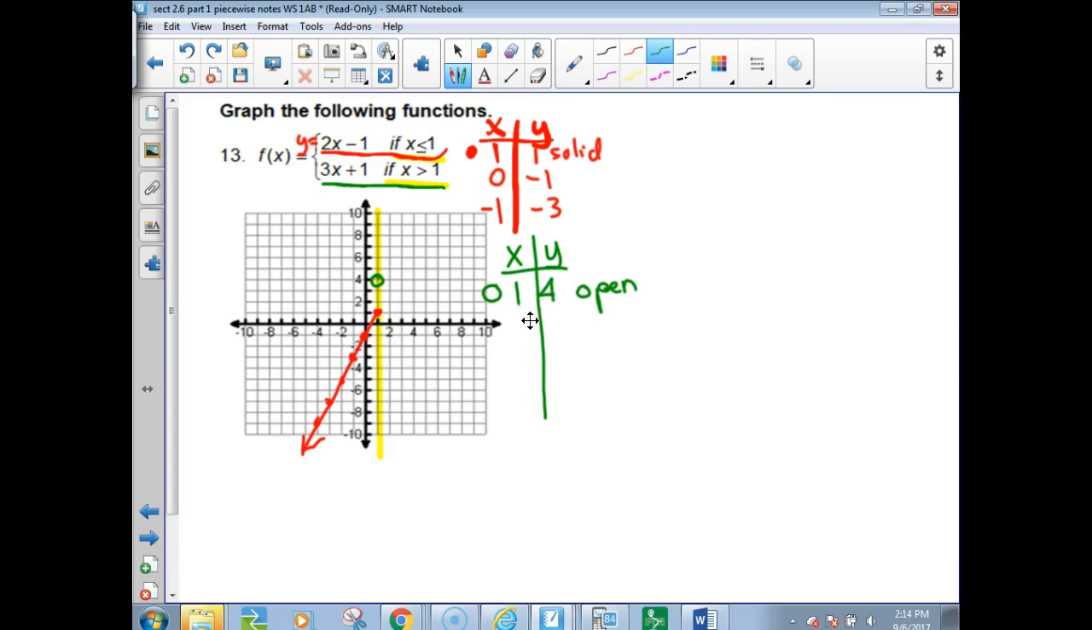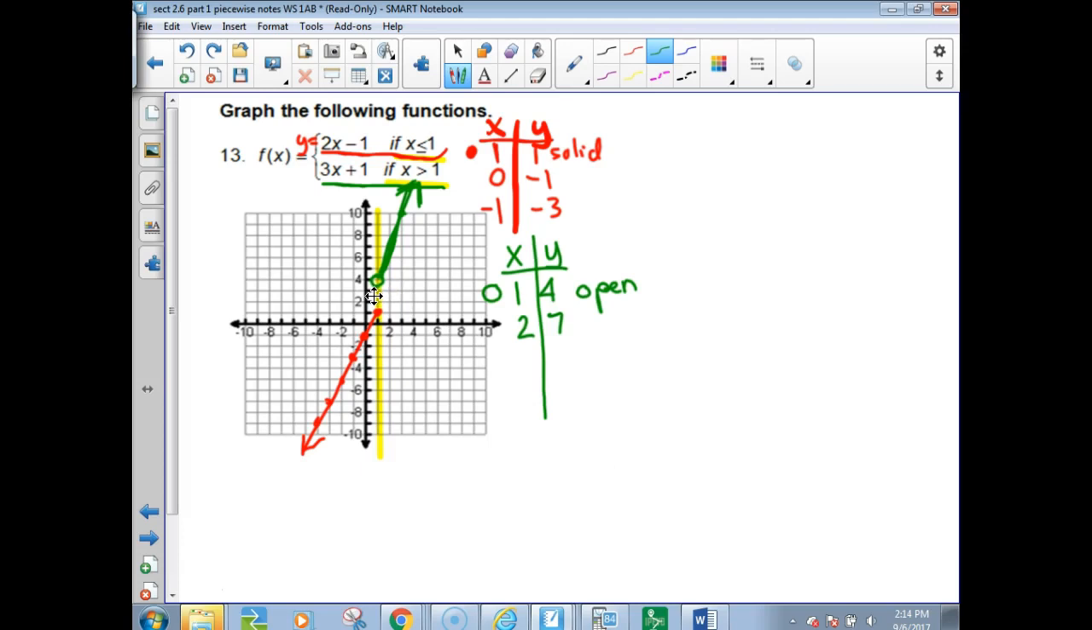And then I'll put in numbers bigger than 1, like 2. That'll give me 6 plus 1, which is 7. 2, 7 is a solid dot. And then I connect. So the slope of this one's 3. Up 1, 2, 3, right 1. Or you can plug more points in, depending on what you want to do. And there's that part of the line, but I clearly have an open dot there.